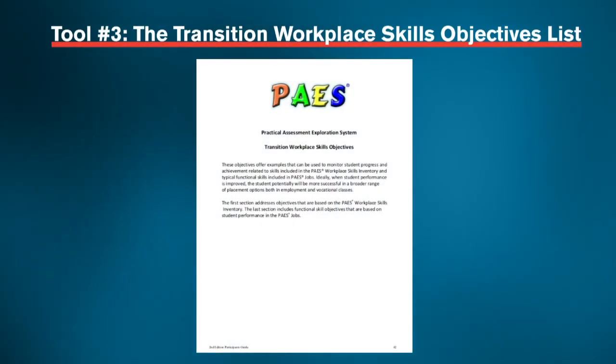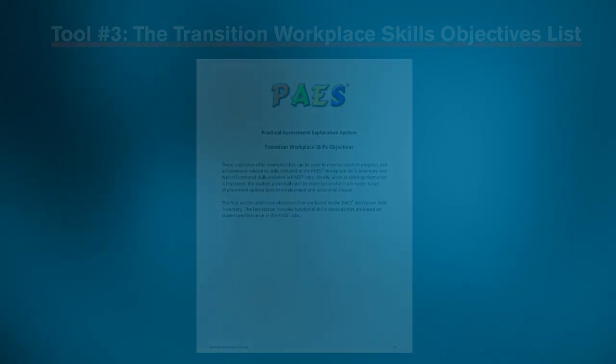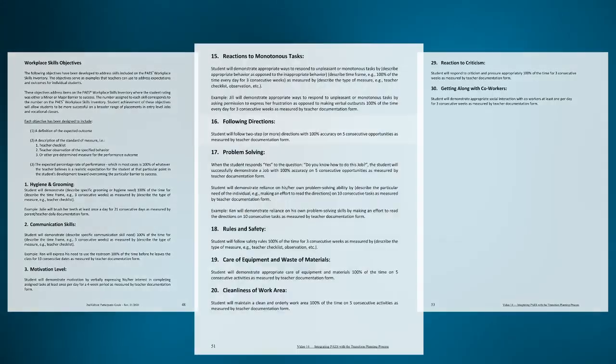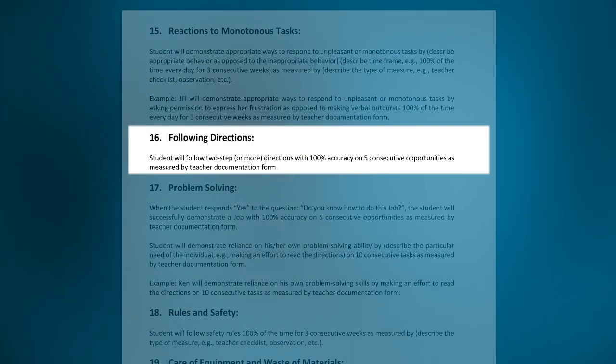A set of sample transition objectives is provided at the end of your participant's guide. These objectives offer strategies that can be used to monitor student progress and achievement related to soft skills included in the PAES Workplace Skills Inventory. These examples also include basic functional daily living skills included in PAES jobs.